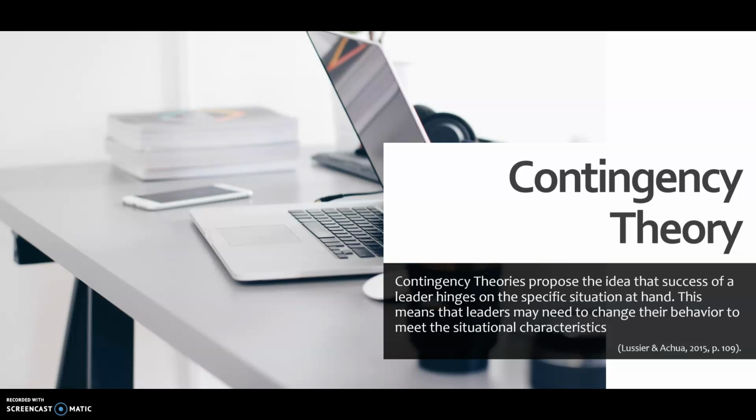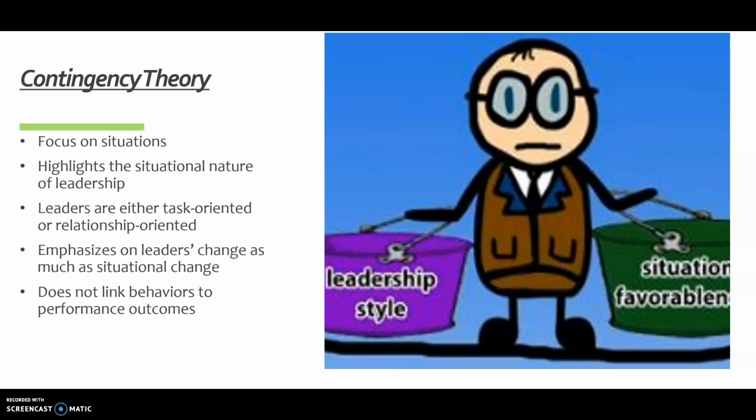Contingency theory proposes the idea that the success of a leader hinges on specific situations at hand. This means that leaders may need to change their behavior to meet situational characteristics. Elements of contingency theory are that it focuses on situations and highlights the situational nature of leadership. Leaders are task-oriented or relationship-oriented, and it emphasizes that leaders change as much as the situation changes.